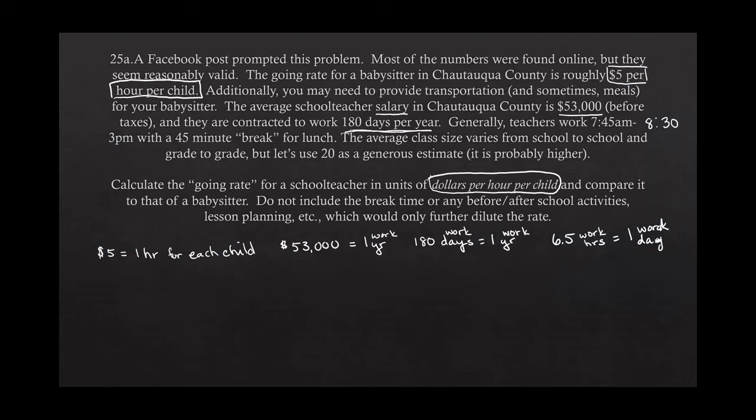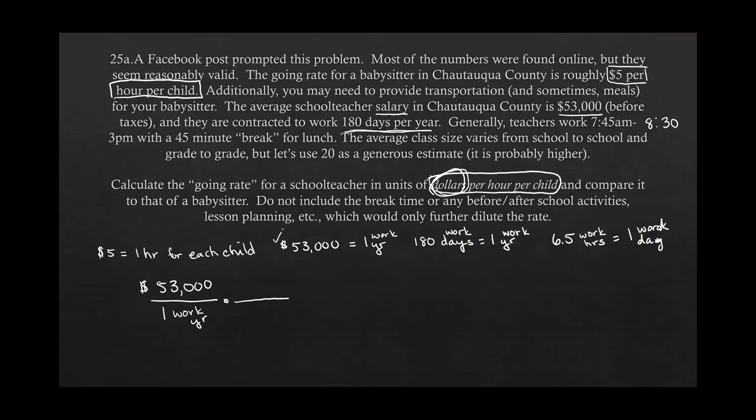All right, so let's do this. We're just going to start with the teacher's salary. This is what we know they're getting paid, because what we want in the end is dollars per hour per child. So let's just start with the dollars that we do already have for the teacher, which is the $53,000. But we know that that's per 1 work year. So we've used that one essentially, right? Just like the other ones, we'll mark off the ones that we've used.